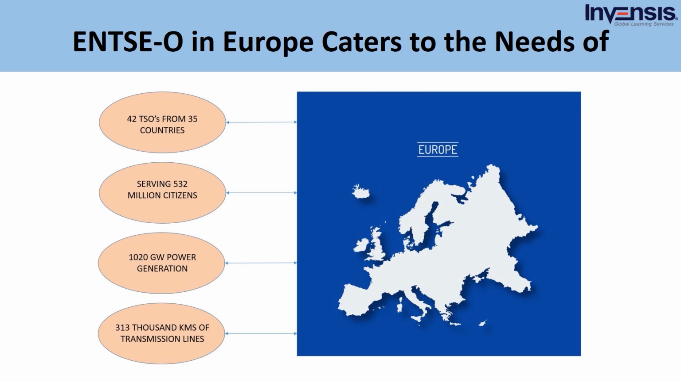ENTSO-E in Europe caters to the needs of various things. There are 42 electricity transmission system operators, also called TSOs, from 35 countries across Europe. ENTSO-E serves 532 million citizens. It handles 1,020 gigawatts of power generation. It takes care of over 313,000 kilometers of transmission lines.